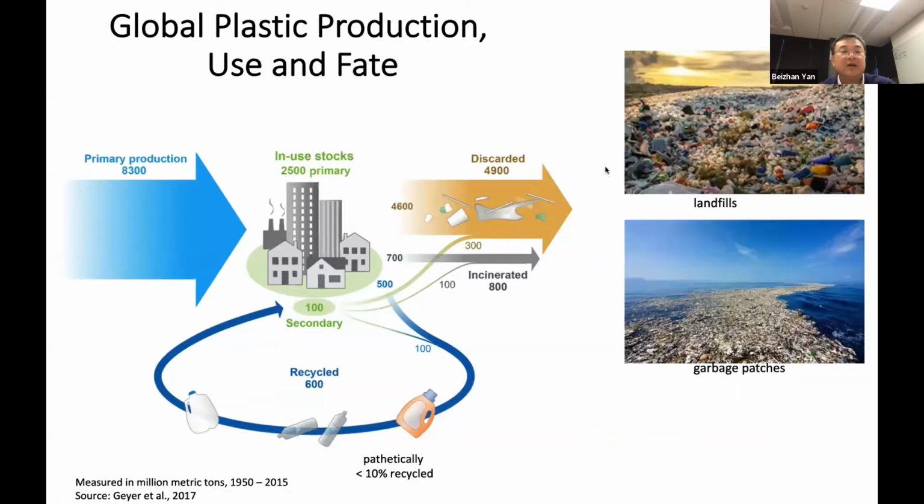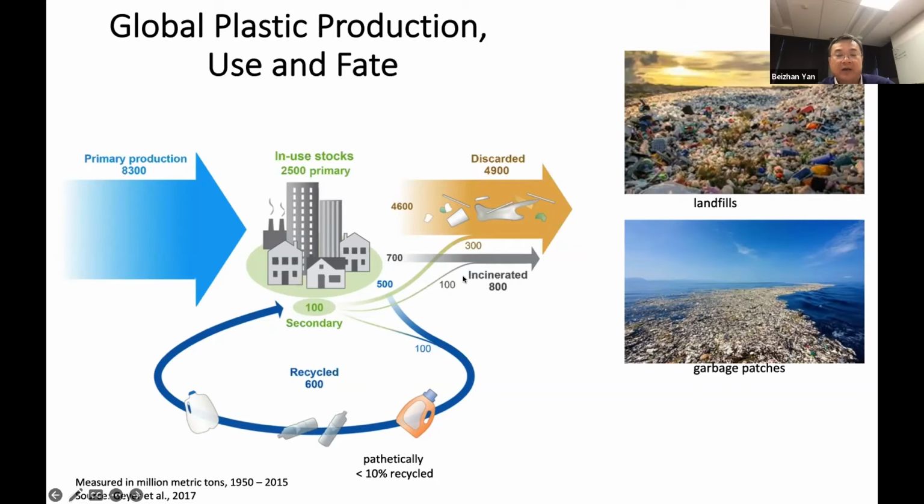Globally, I don't know whether Laura already covered these things. Globally, since 1950, we have about 8.3 billion metric tons of plastic produced. Of that, about one third is still in use, and about two thirds we discarded to the environment, including landfills and the oceans. And pathetically, less than 10% gets recycled. This is a really missing part.